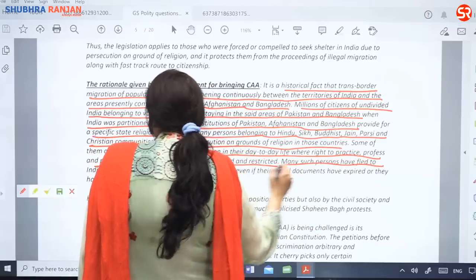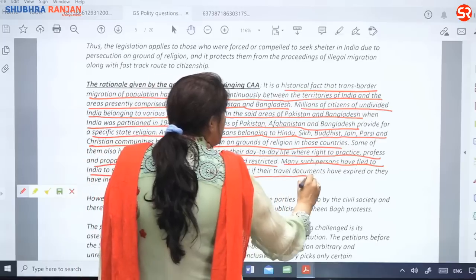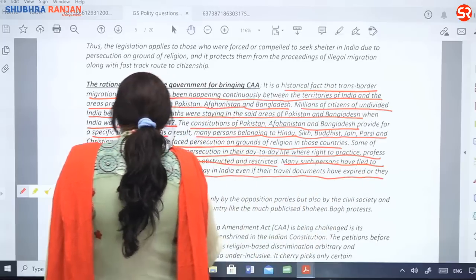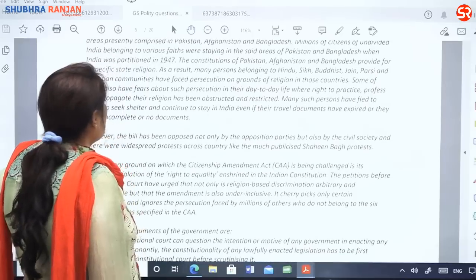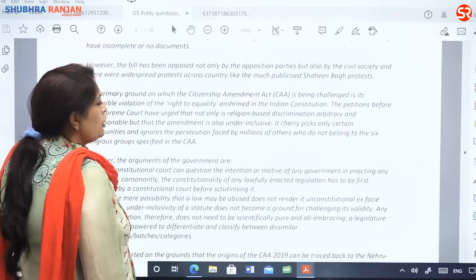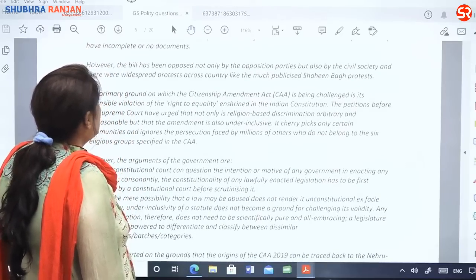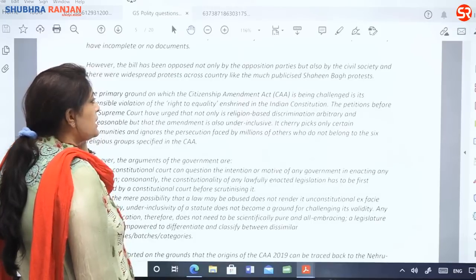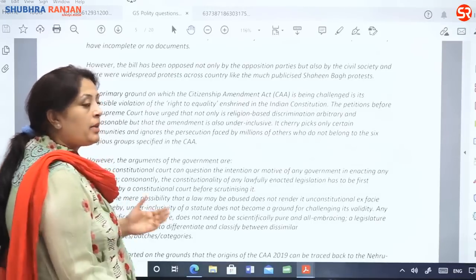Many such persons have fled to India to seek shelter and continue to stay in India even if their travel documents have expired. However, the bill has been opposed not only by the opposition parties but also by civil society. There were widespread protests across the country, like the much publicized Shaheen Bagh protest.